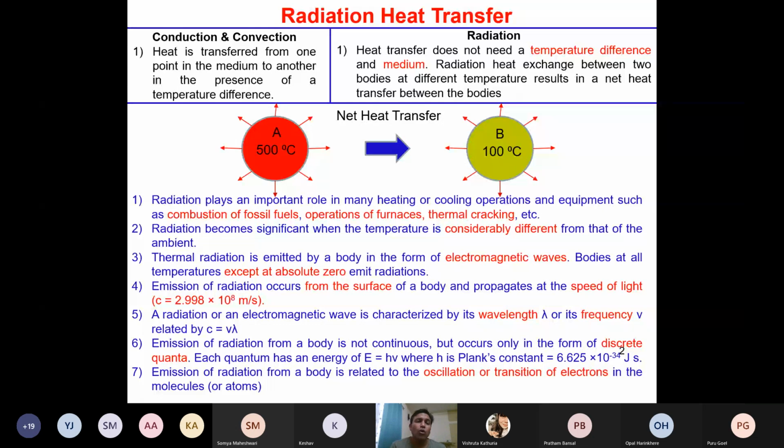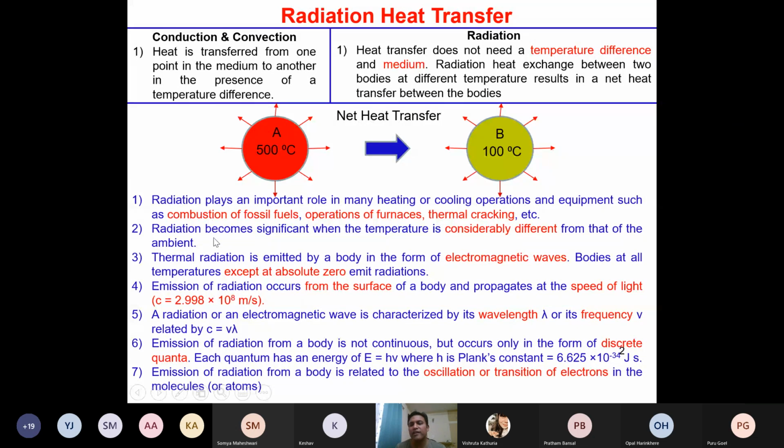So let us look at some more important points about radiation. Anyway, all these things you have done in your JE days, so there is nothing much which I can add here. But just for the sake of continuity, we will start from the basics, and as we move along, some complications will be added. Okay. So radiation plays an important role in many heating and cooling operations and equipment such as combustion of fossil fuels, operation of furnaces, thermal cracking, etc.